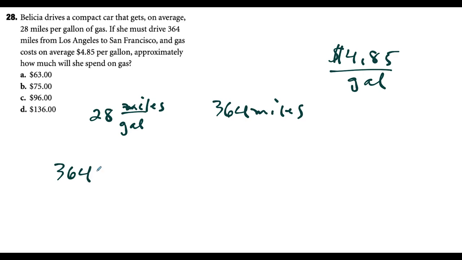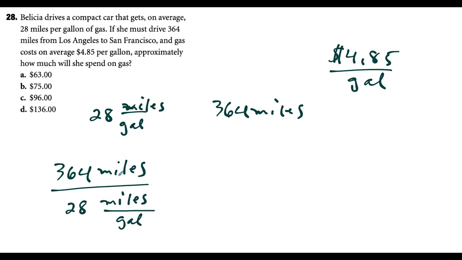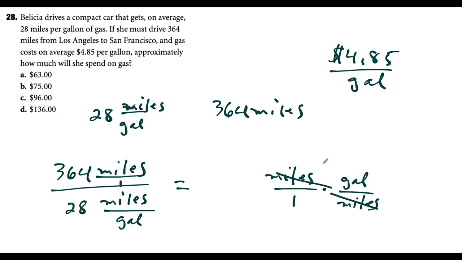So we're going to do 364 miles divided by 28 miles per gallon. And like we said before, in a sense here, this is miles over one. We could always write something over one. And when we divide fractions, we keep the first fraction, we change the operation to multiplication, and then we flip the other one. So you see, when we flip the bottom fraction, gallons over miles cancels, giving us just gallons, which is what we're trying to find: how many gallons does she have to buy, Belisha, if she's got to go 364 miles. And now we just do a little division, 364 divided by 28.